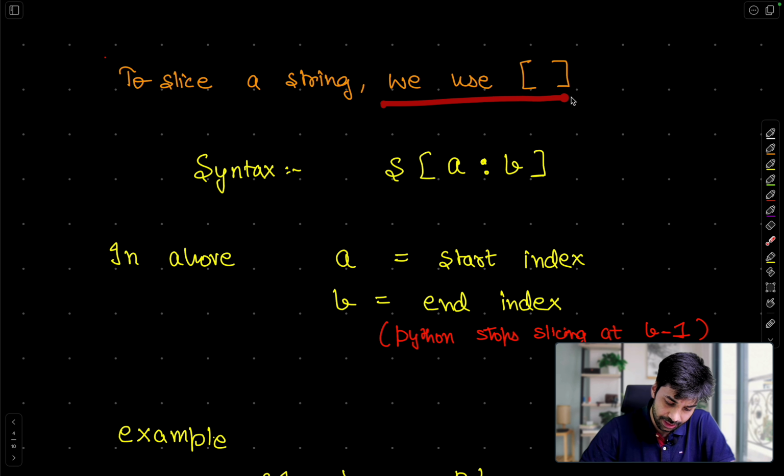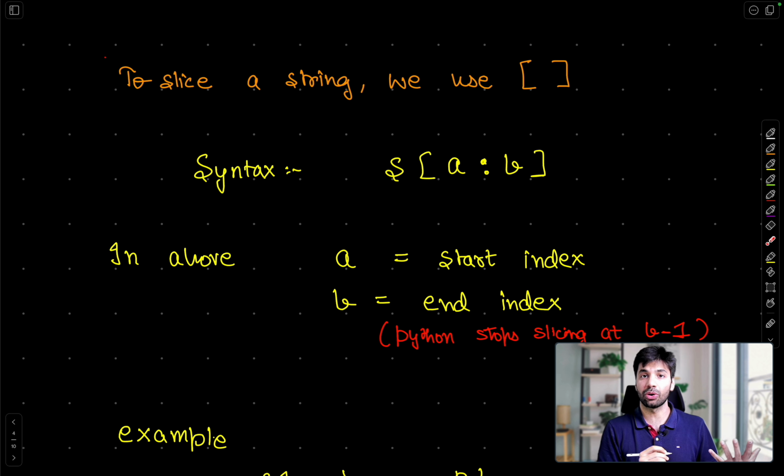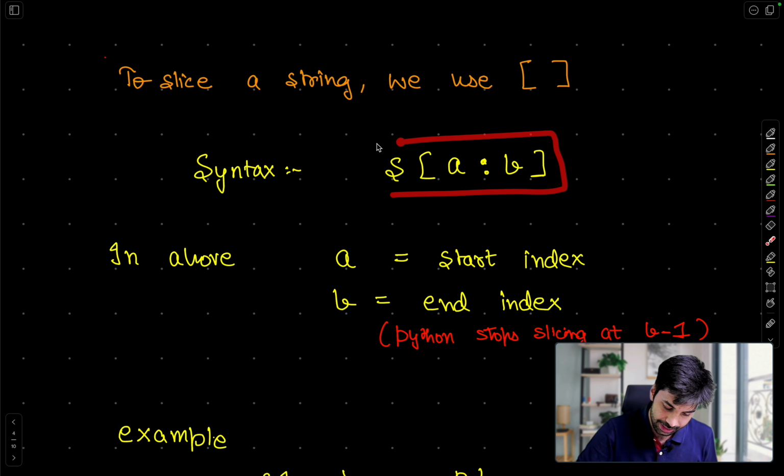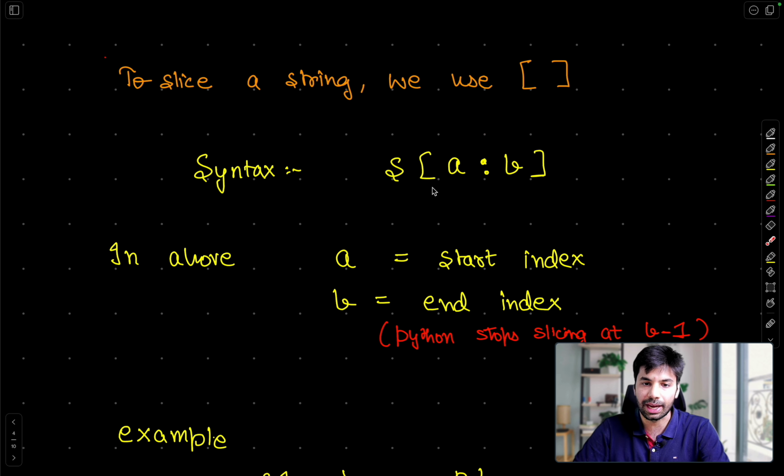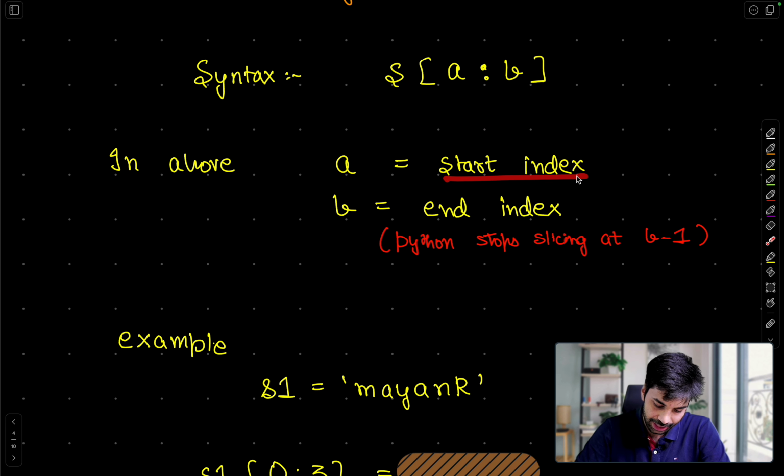To slice a string, we use square brackets. If you remember, for indexing as well, we were using square brackets only. Now the syntax is actually like this: S[A:B]. A here is the start index and B is the end index. Let me show you this in the practical as well.